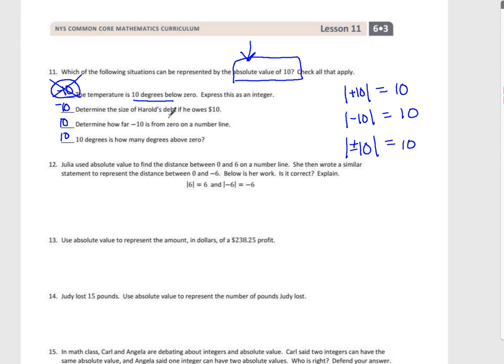How much does he owe? Do we need to know that it's a negative or positive, or just how much? Yeah, we can write that as an absolute value, so that would be a yes. How far is this from 0? They just want to know how far it is, so yes, that's an absolute value. And this one, how many degrees above 0 is that? Just how far, right? So yes, the bottom 3 should be checked. That top one literally wants to know it as a negative 10, so we have to leave that alone.